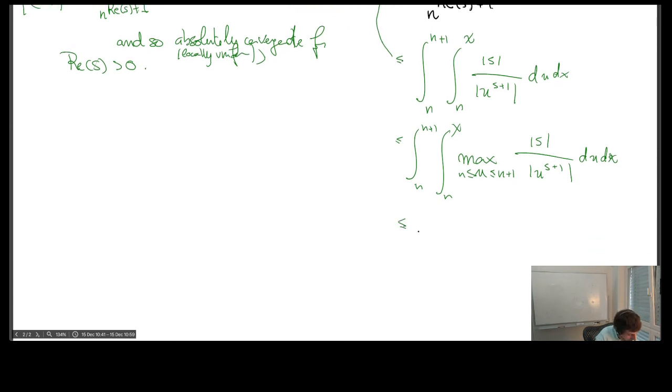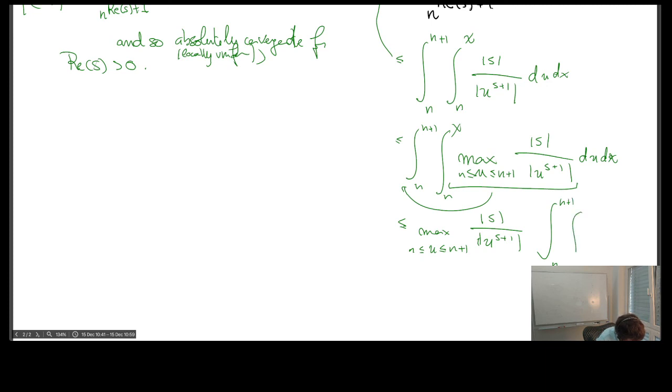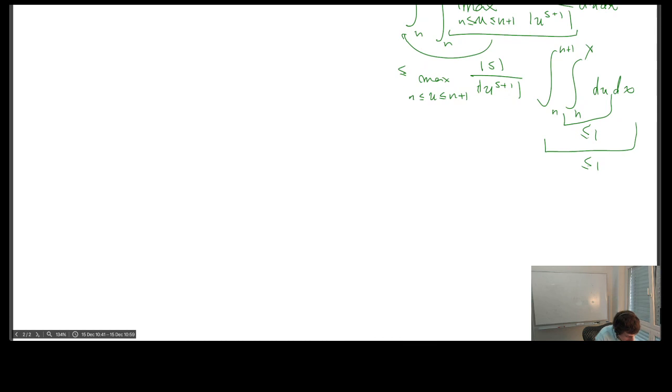But u is always between n and n plus 1. And now this number no longer depends on the integrand, right? I can move it outside of the integral. So I get, let's move it here, times just the integral without anything in it. But this integral is smaller or equal than 1, and so this is also smaller or equal than 1, because I'm just integrating.